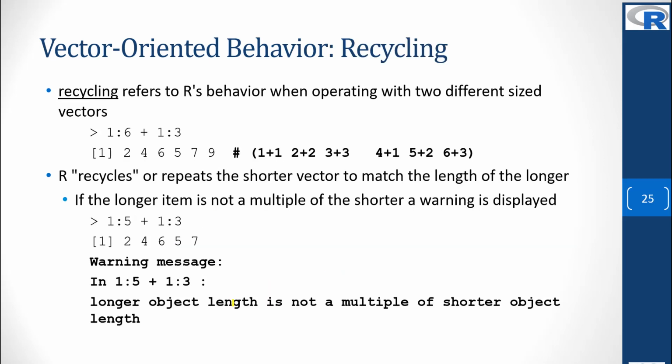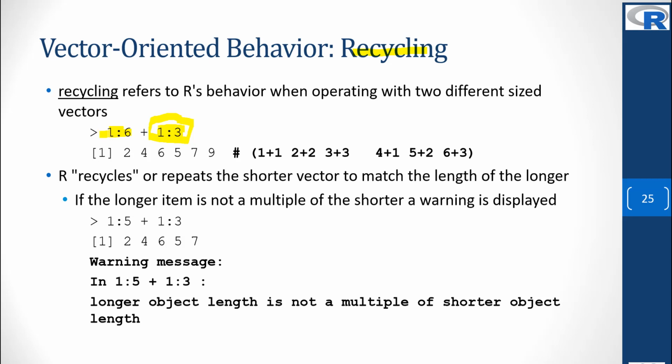R can be even more efficient using something called recycling. So this is where we're working with 2 different size vectors. What happens is when R gets to the end of a vector that it's operating on with a vector that is shorter, R is just going to recycle it or repeat it. Here you see we've got a sequence from 1 to 6, and this is just a temporary vector. We're not saving it to anything. And we're adding the sequence 1 to 3 to that first sequence. Now there's 6 values in this one, there's 3 values in this one, so we're going to run out when we hit 3.